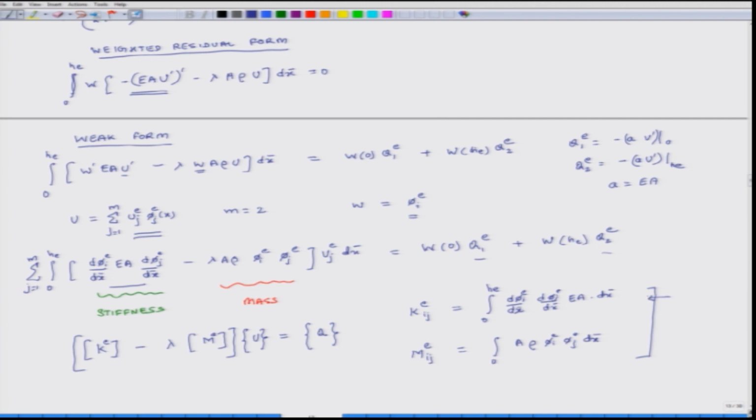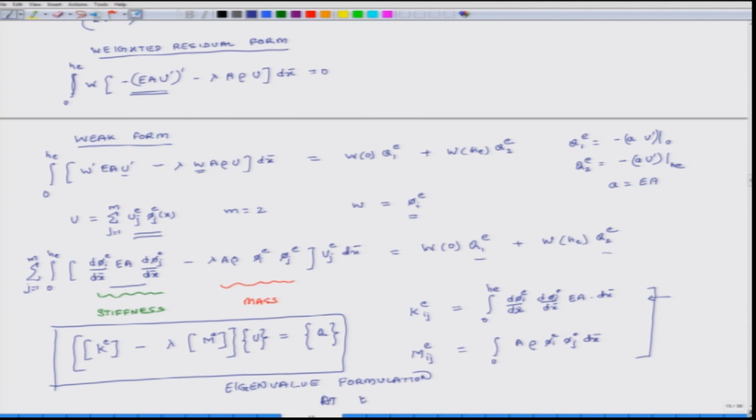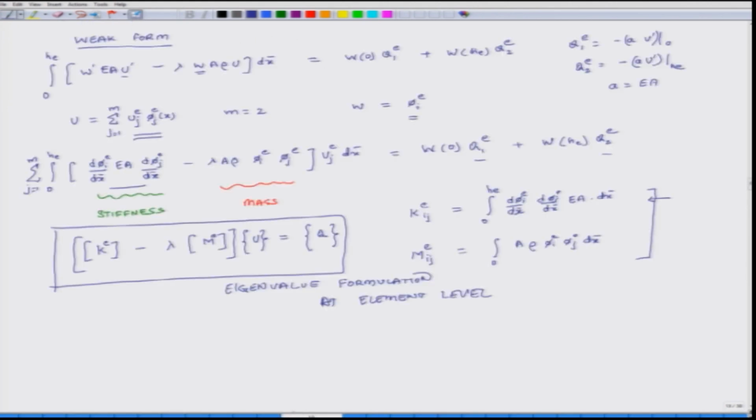So, this stiffness matrix, if you look at it, it is symmetric, because if you replace j by i and i by j, you get the same answer. So, K_ij is equal to K_ji. The mass matrix is also symmetric in nature, because when you replace i by j, M_ij is equal to M_ji. Okay. So, these are the two matrices K and M. So, now at element level we have developed the eigenvalue formulation for the problem. So, our next step is to assemble all these things. Okay. So, that is what we are going to do.